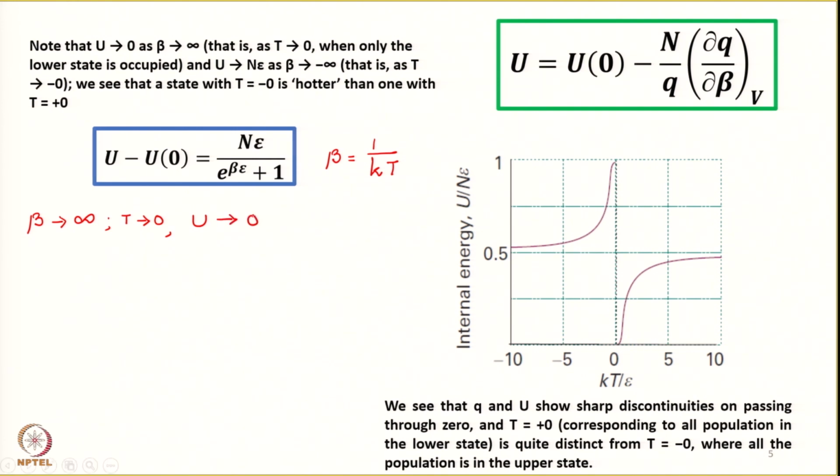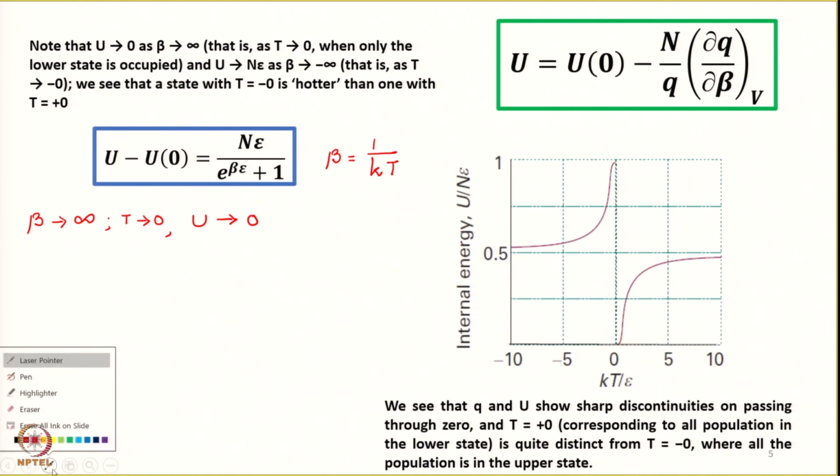Because when beta approaches infinity, temperature approaches 0, and U approaches 0. And when do we have the total energy equal to 0? When all the molecules are in the ground state. That means U approaches 0 as beta approaches infinity, that is, as T approaches 0, when only the lower state is occupied. And you can notice over here also, when T approaches 0, the internal energy approaches a value of 0.